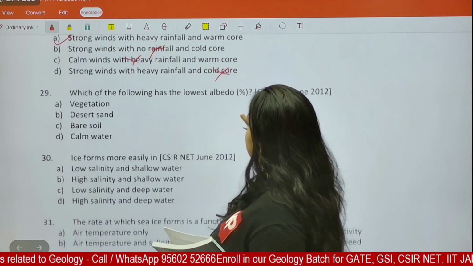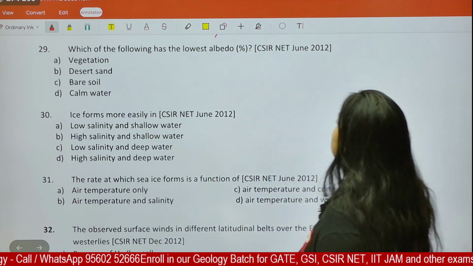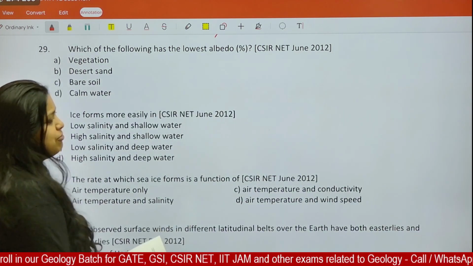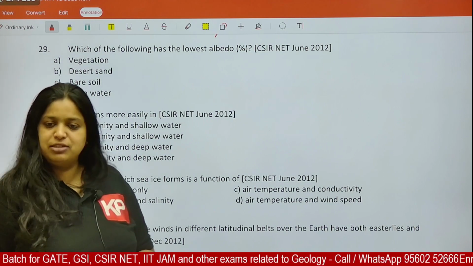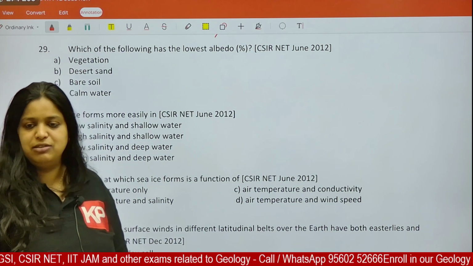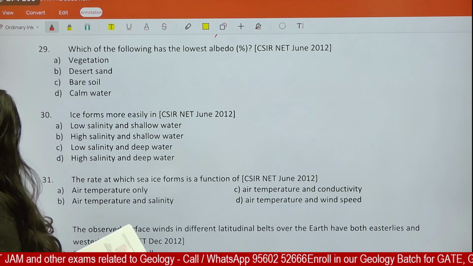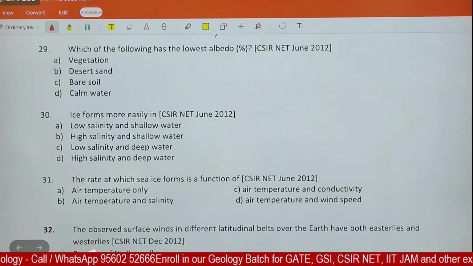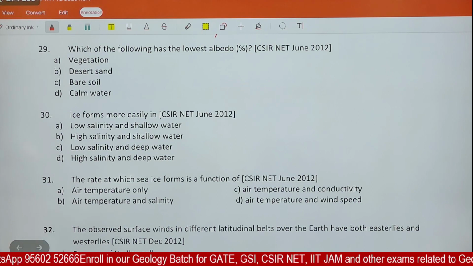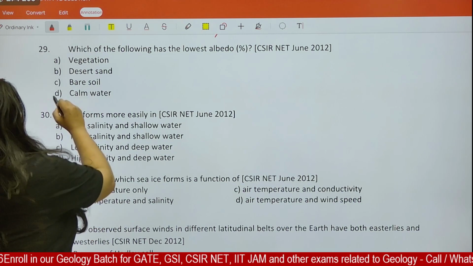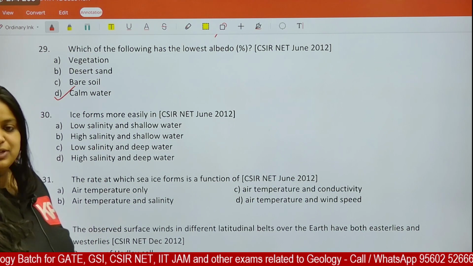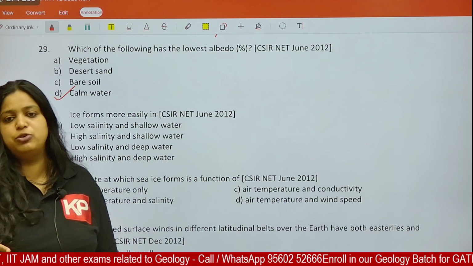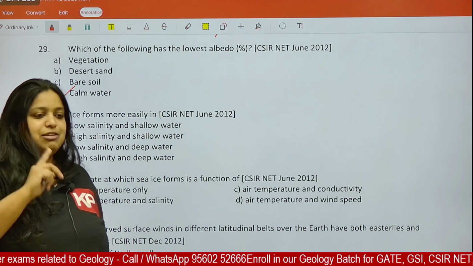Okay. Which one of the following has the lowest albedo percentage? So, which among the following will have the least reflection? That's what they meant over here. The least albedo will be of vegetation, deserts, and calm water. Calm water will have the least. Water is something that absorbs most of the energy that falls on it. So its reflectance is very low.